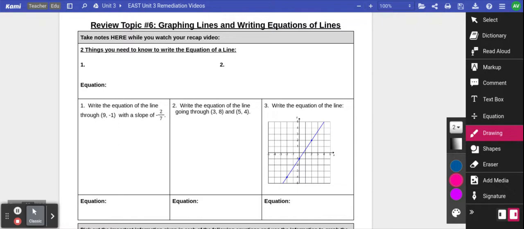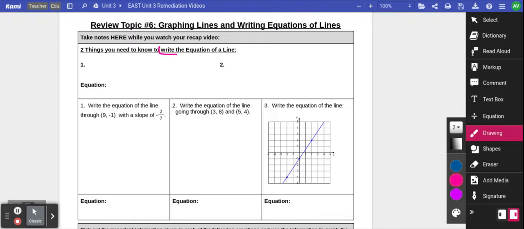So this is actually something we learned in Unit 2, and now we've reviewed in Unit 3 again. That tells you this is a really important idea because we wouldn't be coming back to it over and over again if it wasn't really important. So, the first thing is, let's review how to write the equation of a line.